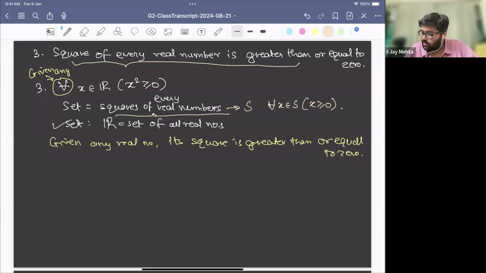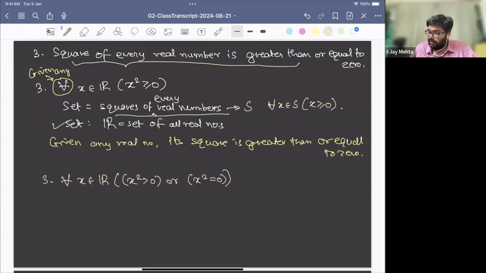So now you can see that this condition you can write like: given any x in R, x square is greater than 0 or x square is equal to 0. There are two conditions, right? So this is statement number 3. And is it true? How many of you think this is true? Those who think true, yes. Those who think false. Take any real number. What happens to its square? Okay, good.